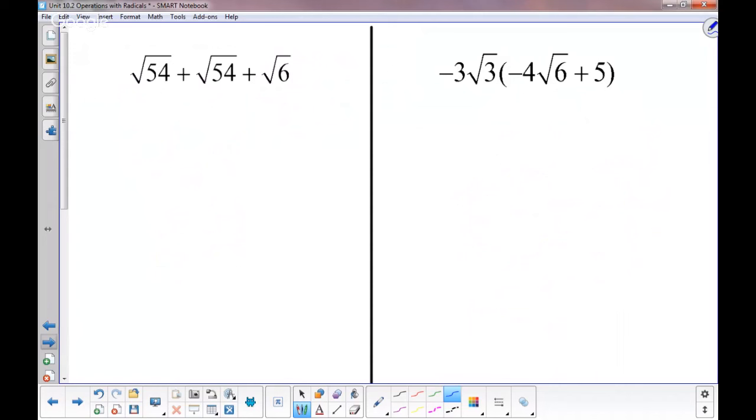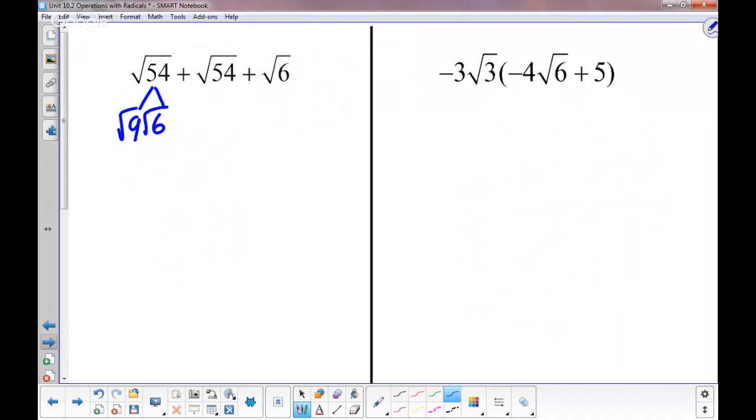All right, let's try a couple more here. Concentrate on the first one first here. Square root of 54 plus square root of 54 plus square root of 6. Now, 2 out of 3 are great. We know they're the same. But again, my first rule says let's simplify. Can we simplify square root of 54? You should say, yeah. Numbers that go to 54 is 9 and 6.